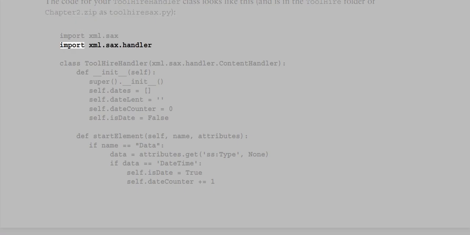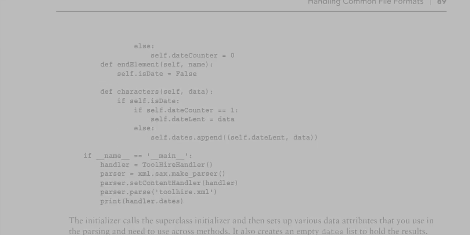import xml.sax, import xml.sax.handler. class ToolhireHandler, xml.sax.handler.ContentHandler, def startElement, def endElement, def characters. The __init__ initializer calls the superclass initializer and then sets up various data attributes that you use in the parsing and need to use across methods. It also creates an empty dates list to hold the results.